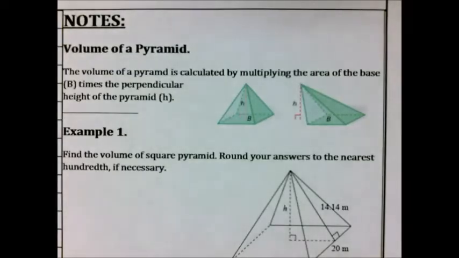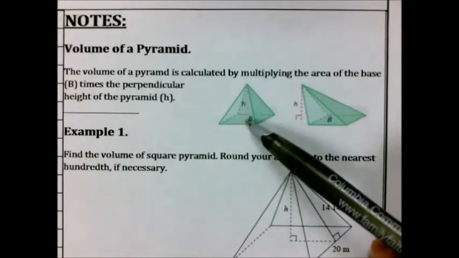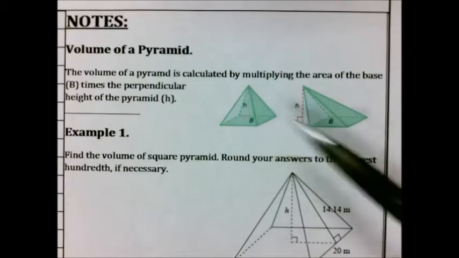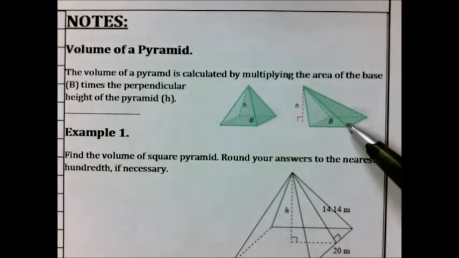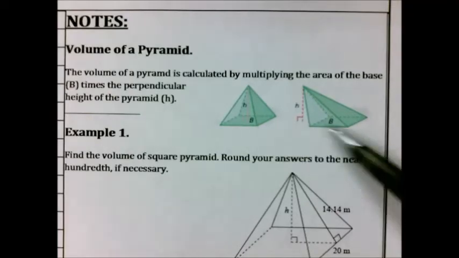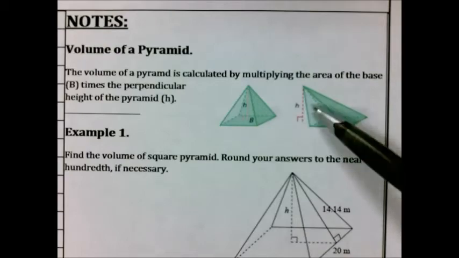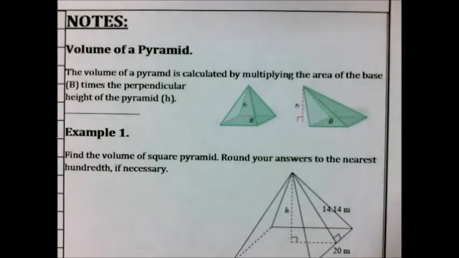So the volume of a pyramid is calculated by multiplying the area of the base, which we call B, times the perpendicular height of the pyramid. It depends on what type of shape. If it's a regular pyramid, then we're just taking it from the very center up to the top. But if it's an oblique pyramid, you have to find that height from the plane all the way up to the top. Essentially it's the perpendicular distance between the plane, the base, all the way to the vertex, the very top of that pyramid.